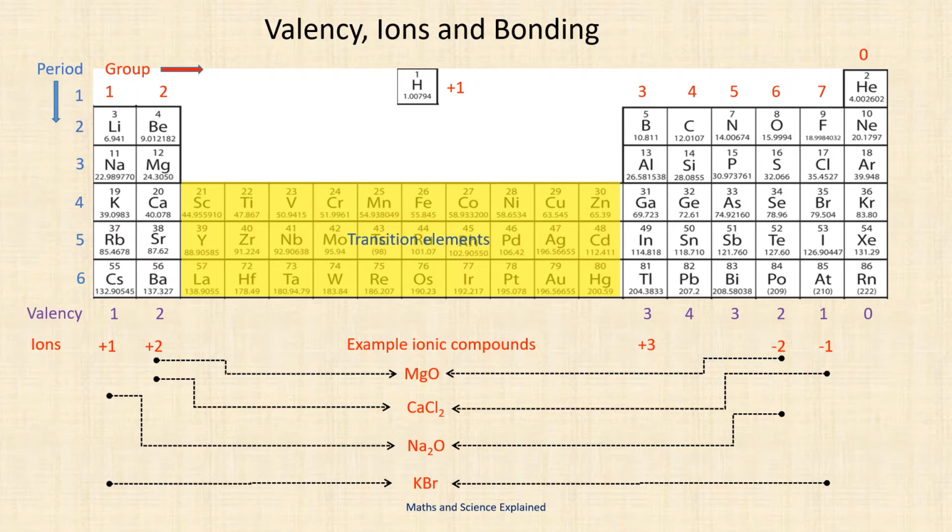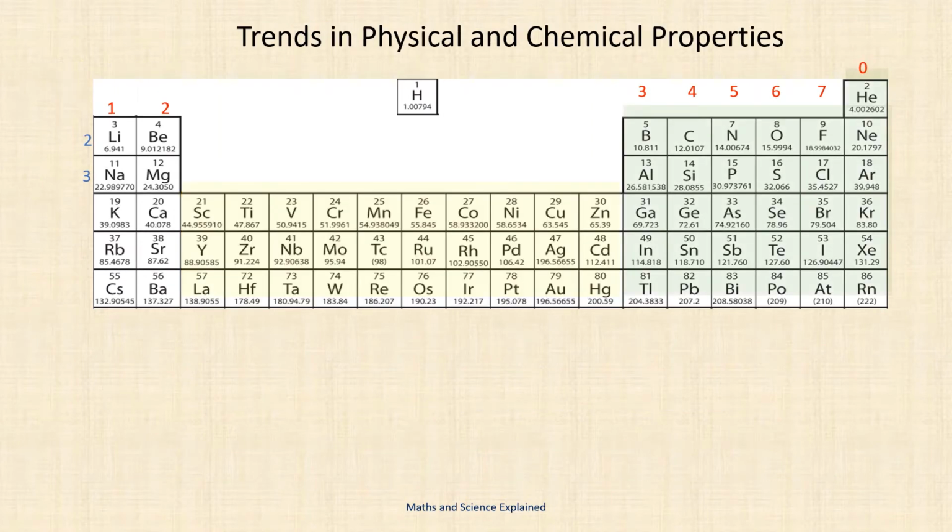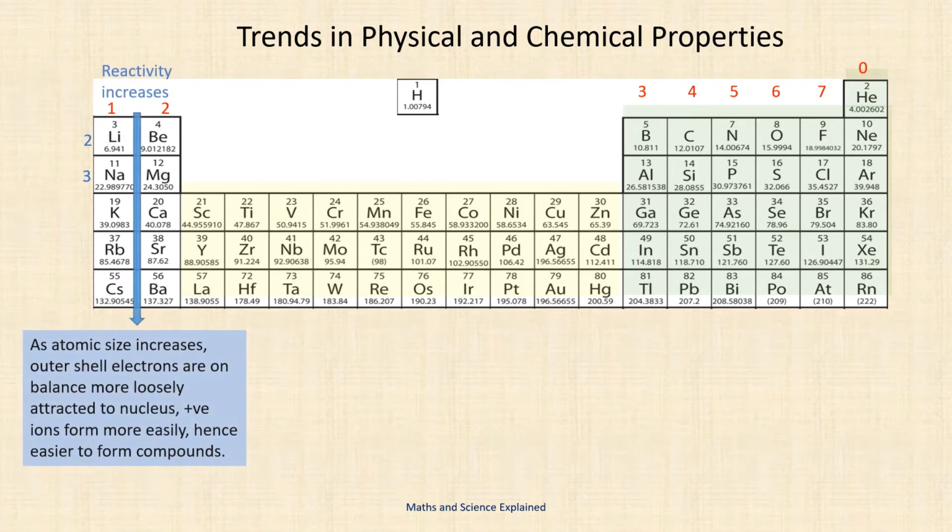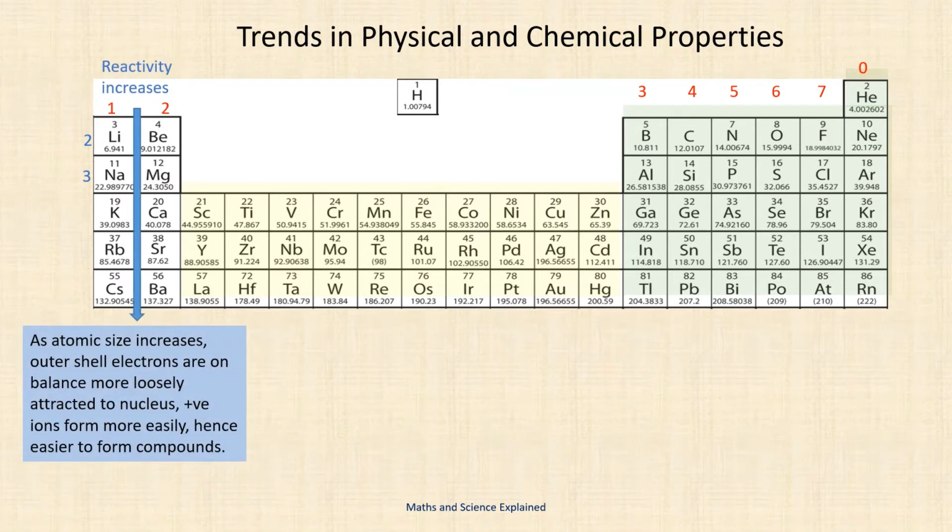Let's now proceed to learn what kind of trends in physical and chemical properties can be revealed by the periodic table. In groups 1 and 2, the reactivity increases as we go down the group. This is because as the atomic size increases, outer shell electrons are, on balance, more loosely attracted to the positive nucleus, which allows easier electron loss and hence formation of ionic bonds and compounds. It should be noted that the strength of attraction of outer shell electrons depends on factors such as the number of protons, atomic radius, and the shielding from inner shell electrons.